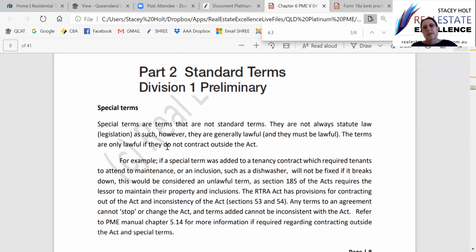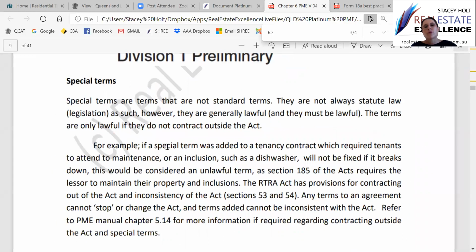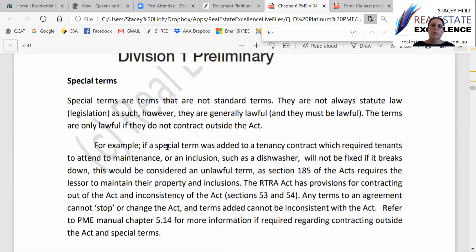I've given an example in my PME chapter here. If a special term was added to a tenancy contract which required tenants to attend to maintenance of an inclusion such as a dishwasher, it won't be fixed if it breaks down. Well, that would be unlawful, as Section 185 of the Act requires the lessor to maintain it. And the Act has provisions. I've mentioned Section 53, which is contracting out, and 54 is inconsistency.